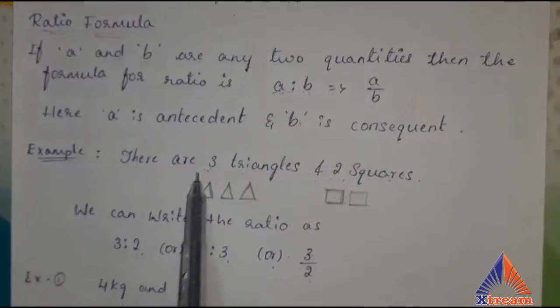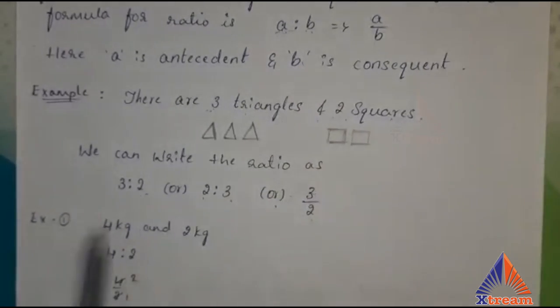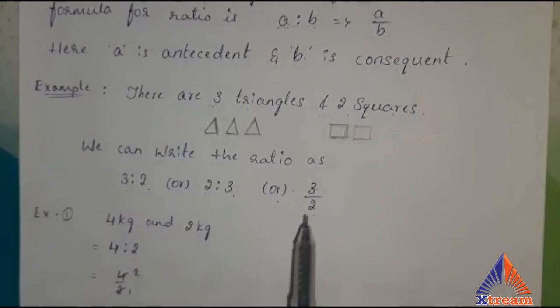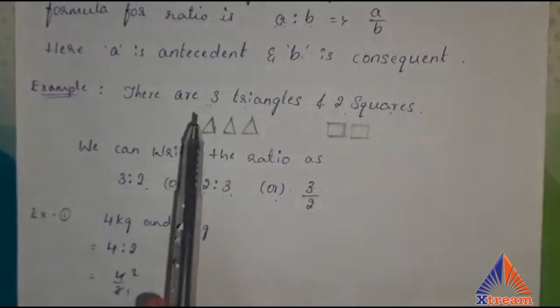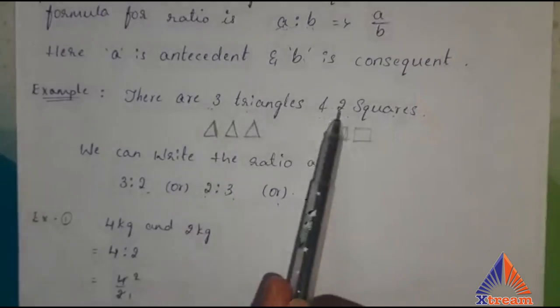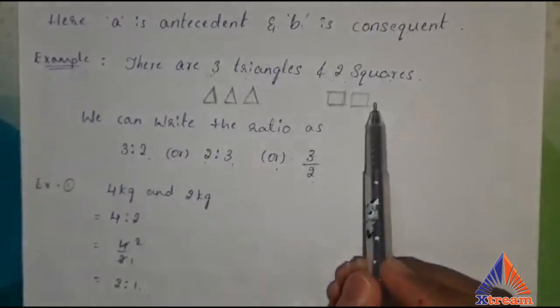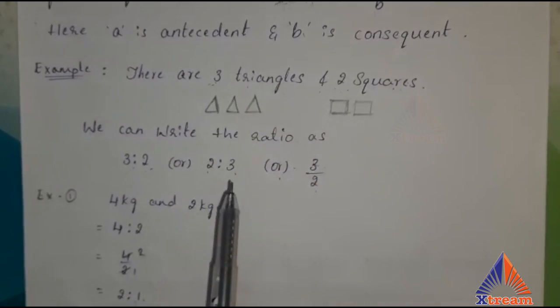Example, there are 3 triangles and 2 squares. So now you can write it like 3:2 or 3/2. Here the shapes might be different, but the thing we need here are the numbers. We have to write the numbers. Or if I ask you to write squares to triangles, you need to write 2:3.